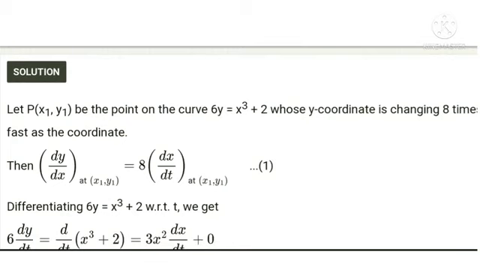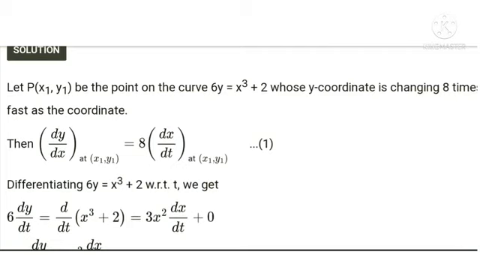So suppose (x1, y1) is the point on the curve whose y coordinate is changing 8 times as fast as the x coordinate. That is, what is the meaning of this? dy by dt at (x1, y1) is equal to 8 times dx by dt at (x1, y1). Okay, differentiate the curve with respect to t.